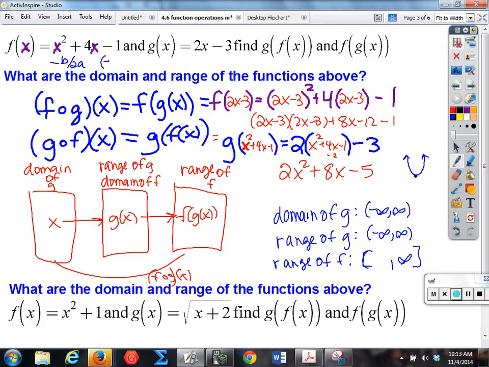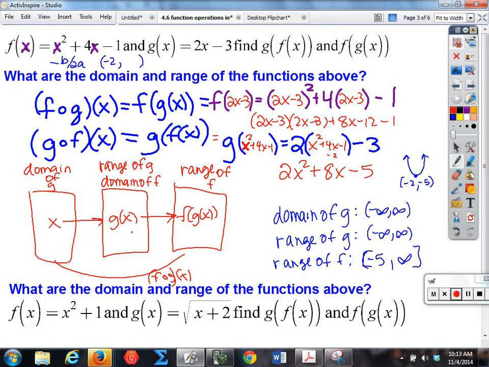And then what do you get when you plug in negative 2? That's going to be your y value. 4 minus 8 minus 1? Negative 5. Okay, so the range of f is negative 5 up to infinity. So if I want the domain of f of g of x, I can plug in anything into this, just like I can plug in anything into here, and the range of this is everything. So I'm good there, and then the range of it is going to be from -5 to infinity.